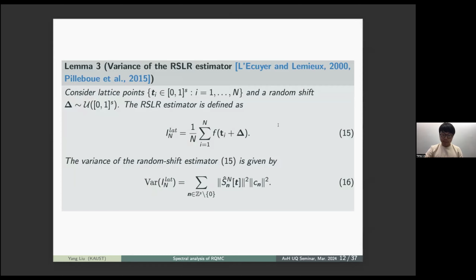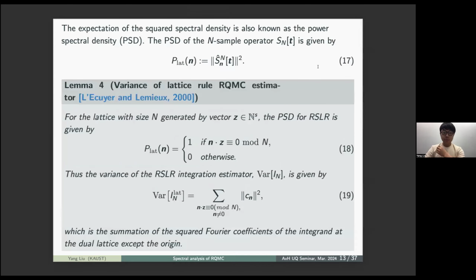Actually, equation 16 holds for any general deterministic points. So that means so far we haven't used the property of the lattice points. If we use this shorthand notation, the power spectrum density, as the norm squared of this Fourier transform of the sample operator, this power spectrum density of the lattice is either 1 or 0. It is 1 if the frequency times the generating vector modulo n, the number of samples, is equivalent to 0. Otherwise, this is 0.